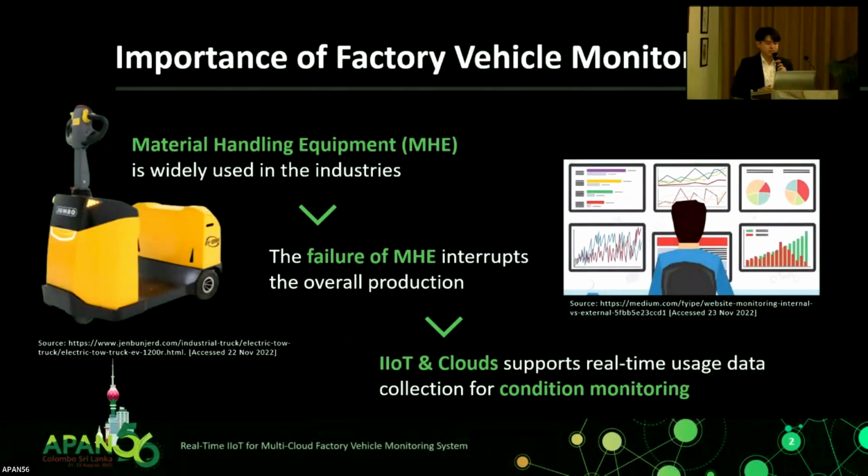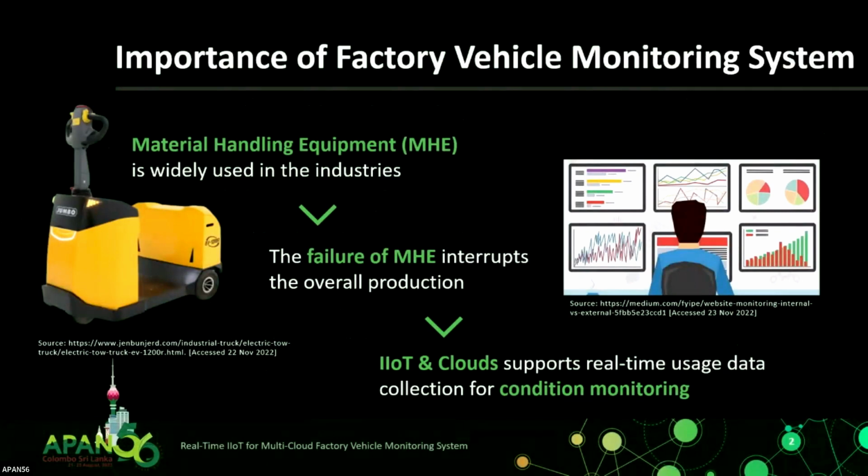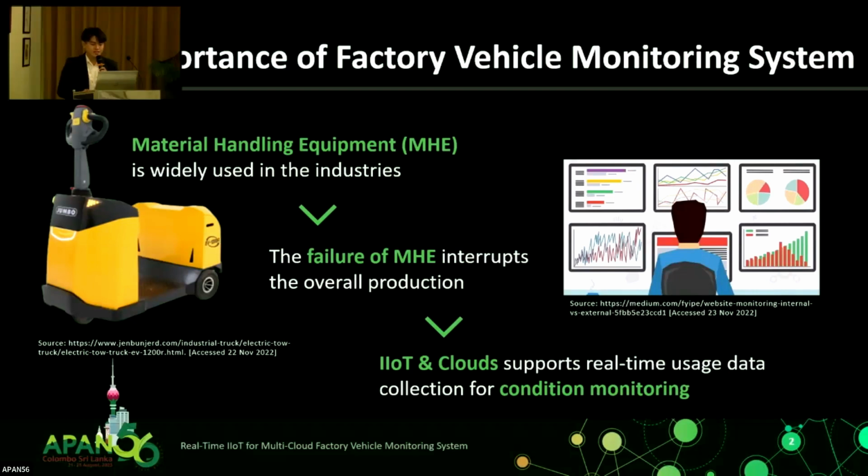Let's start from the importance of the factory vehicle monitoring system. Material handling equipment (MHE) such as forklifts is widely used in many industries. The failure of MHE will interrupt overall production. That's why we need to use IIoT and cloud technologies to support real-time usage data collection for condition monitoring.